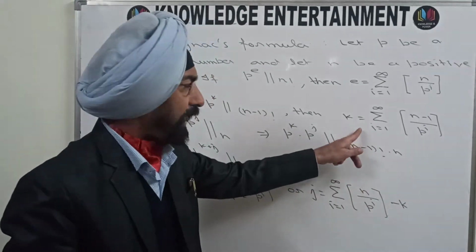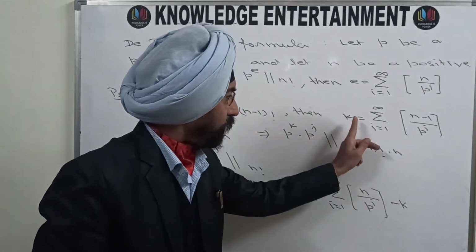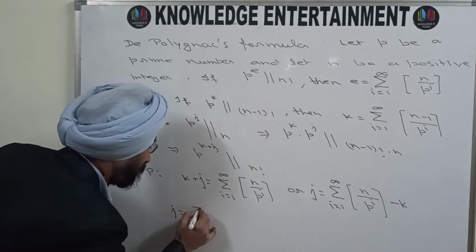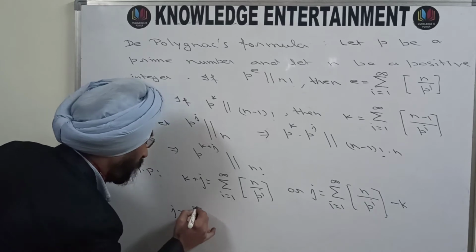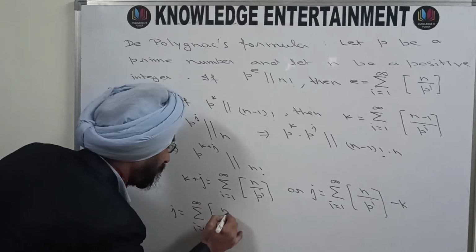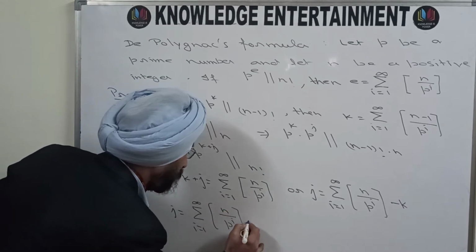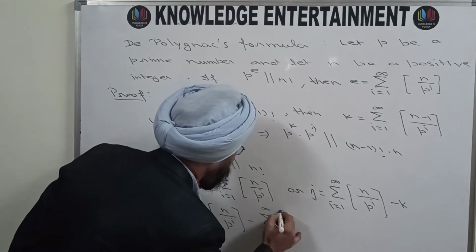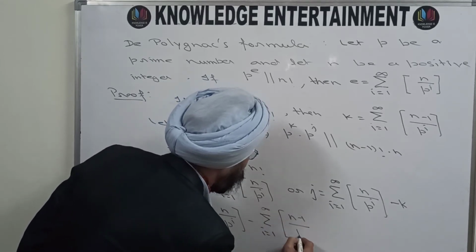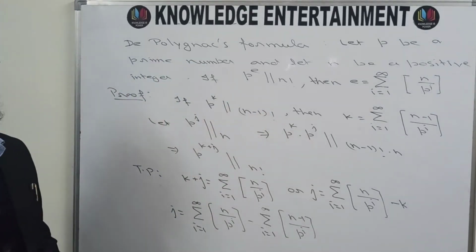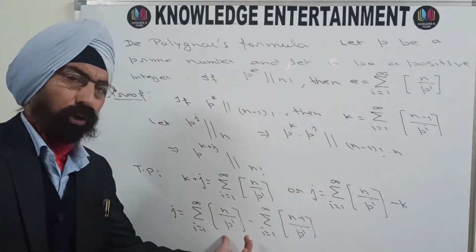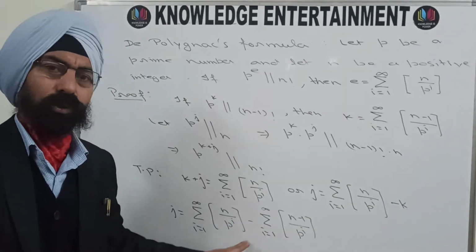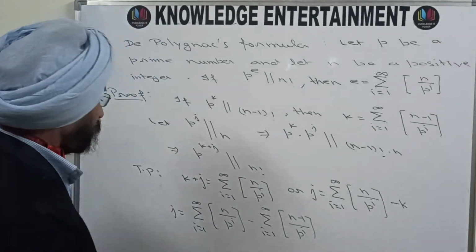But you are having the value of k. So substitute the value of k from here to here. So you are to prove that j is sigma i varying from 1 to infinity of the greatest integer of n upon p raised to the power i, minus sigma i varying from 1 to infinity of the greatest integer of (n minus 1) upon p power i. Further, it can be solved by combining these two summations. Sigma can be taken as common and these two will be collected together.